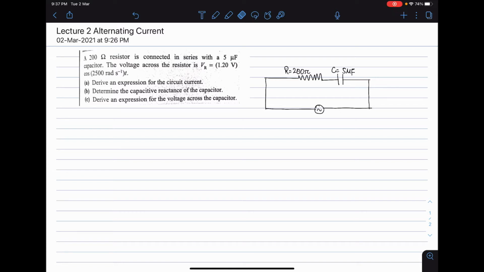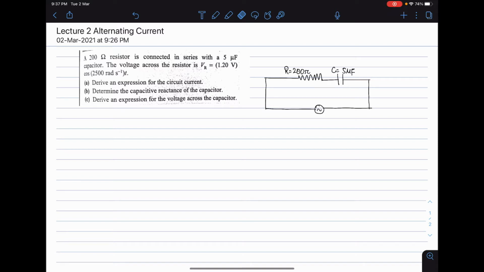For that we have to derive the expression, and also calculate the capacitive reactance of this capacitor, and derive an expression for the voltage across the capacitor. That means we have to calculate the voltage across the capacitor. So in this problem, the expression for voltage across the resistance is given, right?